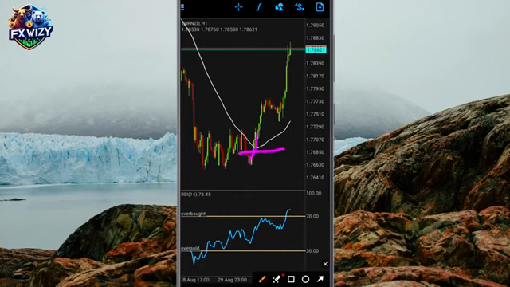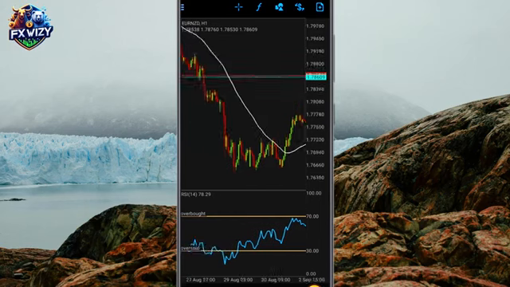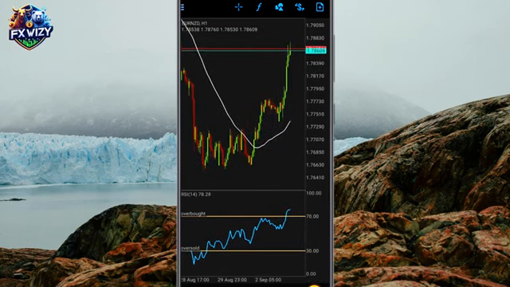So once you open a trade here, your stop loss will be below this moving average, and your take profit, make sure that it's 3 times the stop loss. So your take profit is going to be all the way up there, 3 times your stop loss, like I said. So that's how to actually open a buy position.